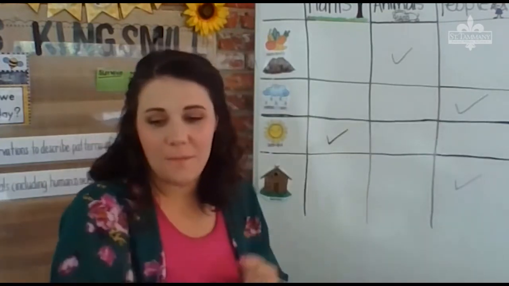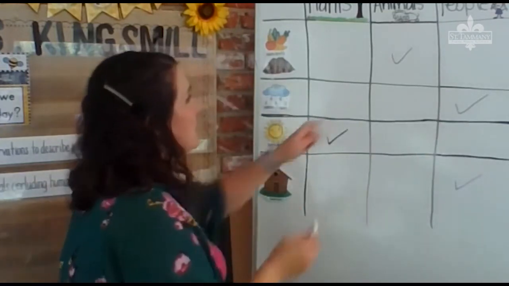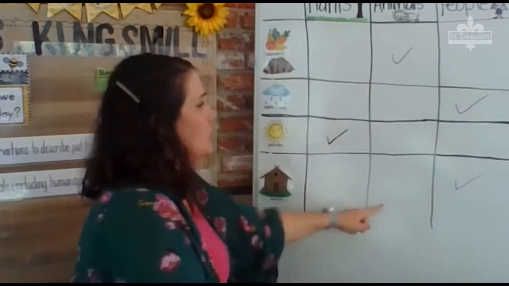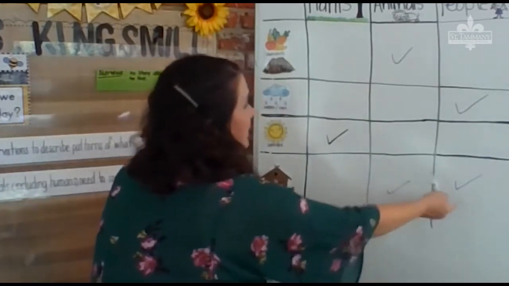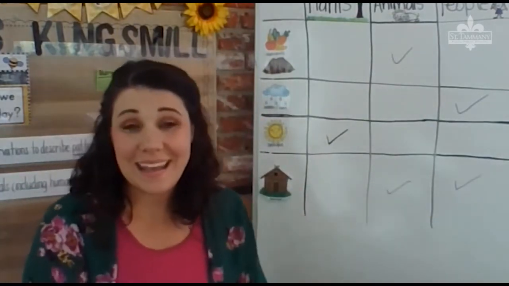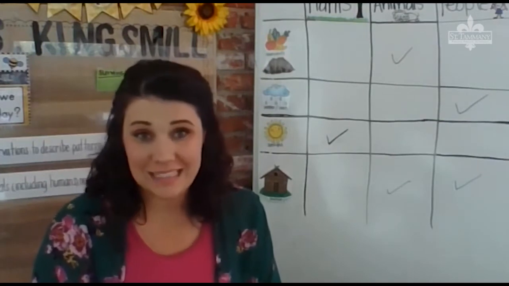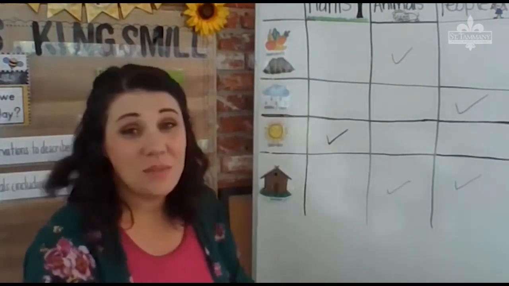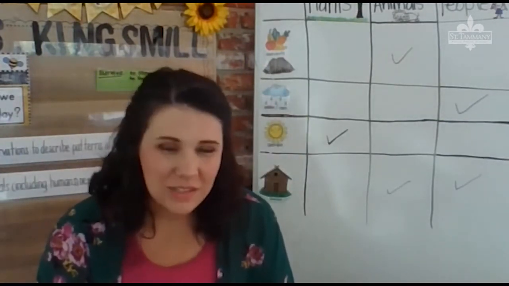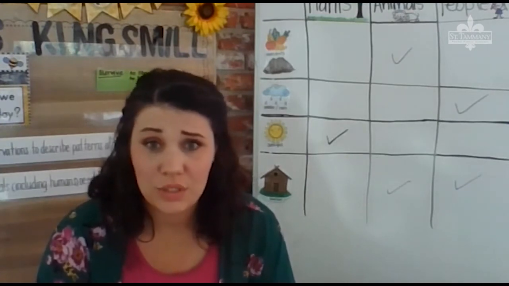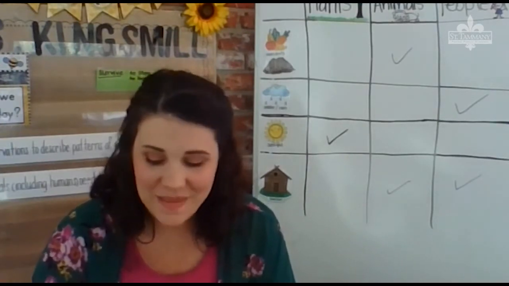Lots of animals need shelter. Let's go ahead and mark that on our chart. So birds are animals and they need shelter, just like people do. People and animals both need shelter in a lot of cases. Animals also need nutrients in order to survive, so they have to eat food in order to live and grow.